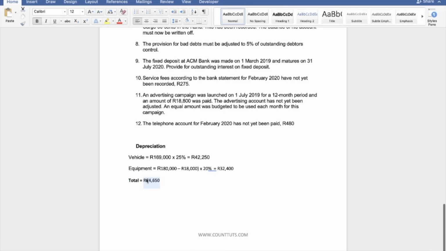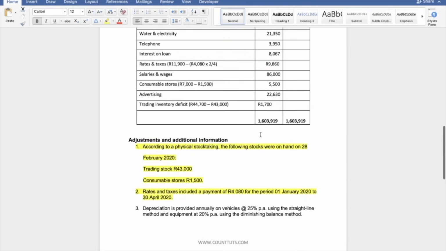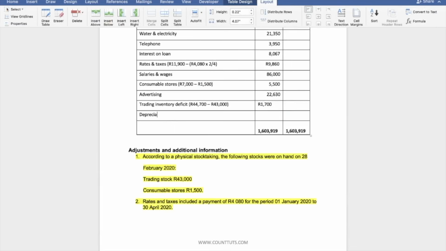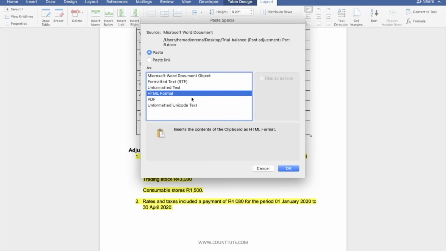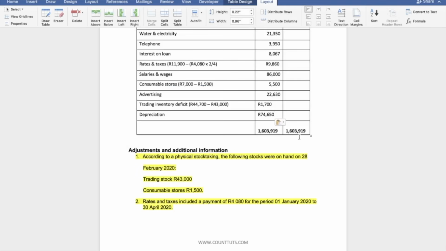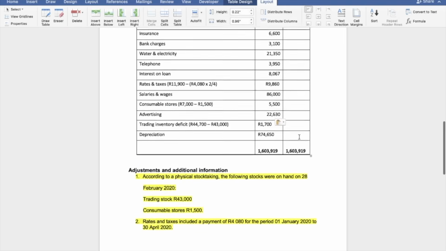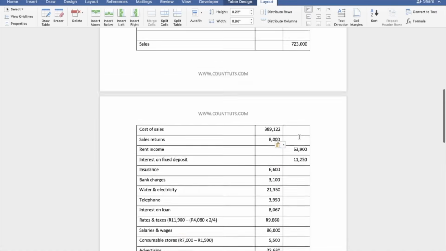So we're going to put that down as our depreciation. So we'll go here, we add an extra row, and we write here depreciation. Remember, you have to add all the depreciation together for all your assets. Here we had equipment and vehicle, so we'll put it down here. There we go.